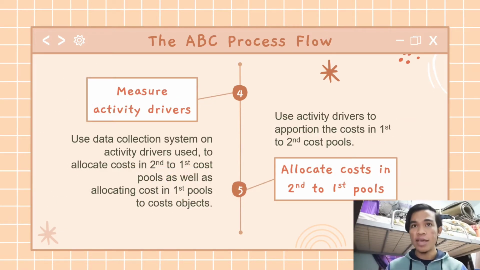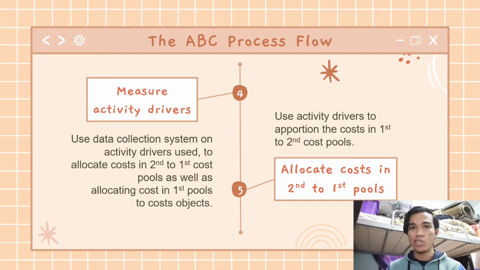Next, measure activity drivers. Use a data collection system to collect information about activity drivers that are used to allocate the costs in secondary cost pools to primary cost pools, as well as to allocate these costs in primary cost pools to cost objects. It can be expensive to accumulate activity driver information, so use activity drivers for which information is already being collected where possible.